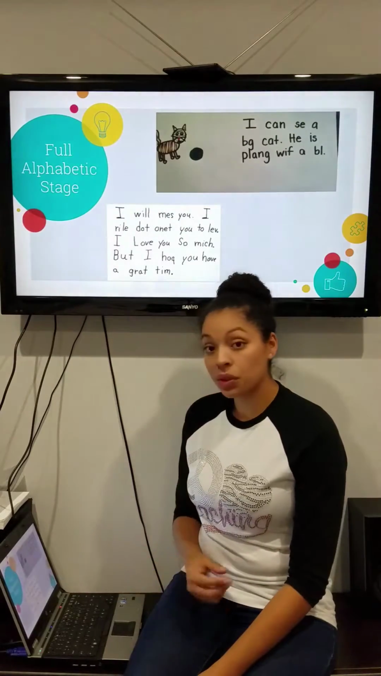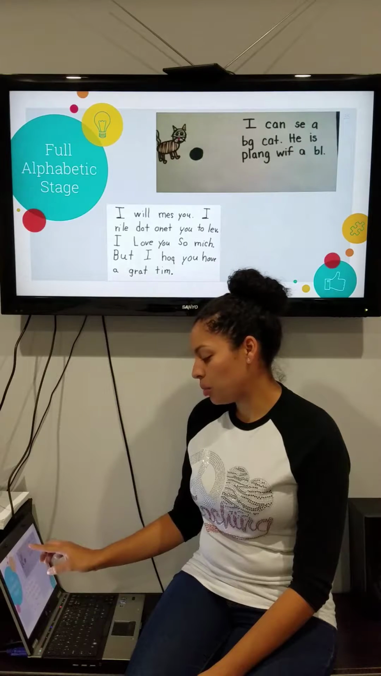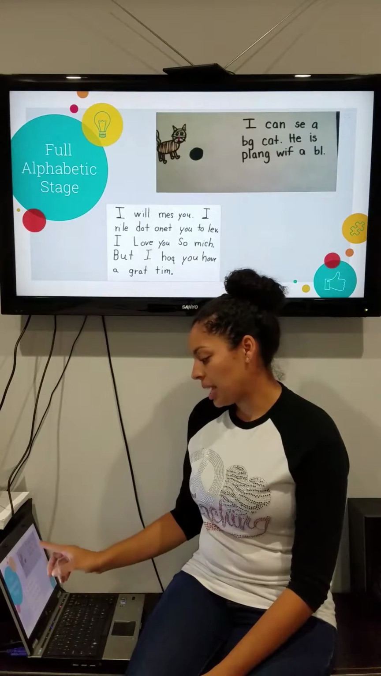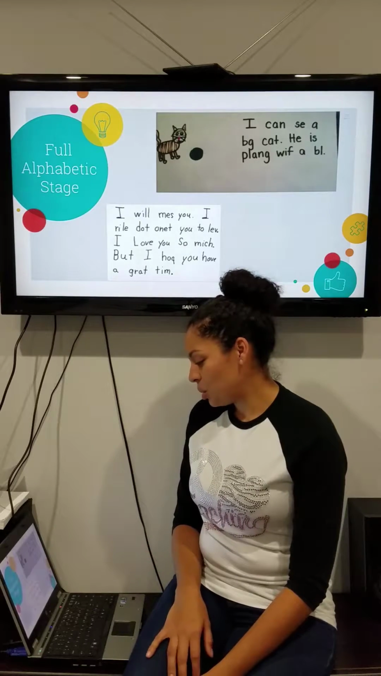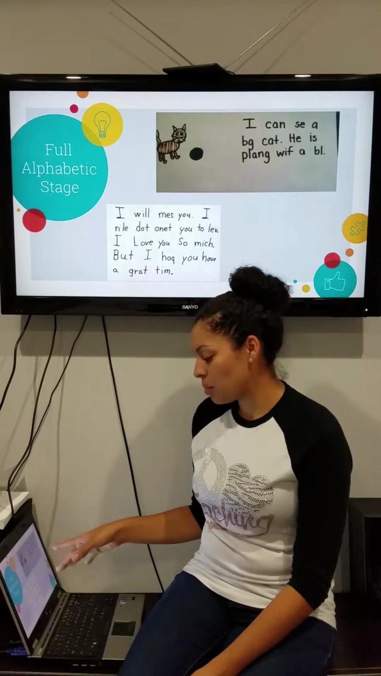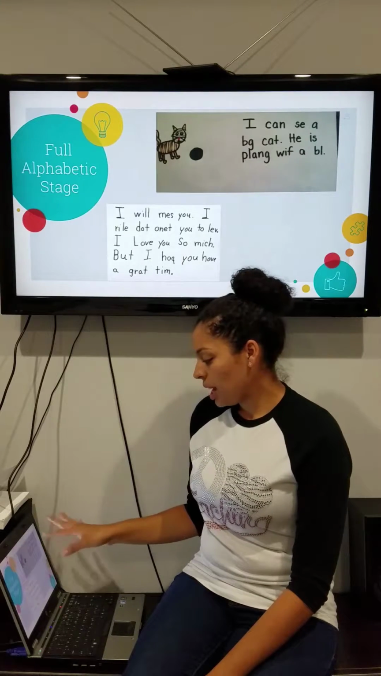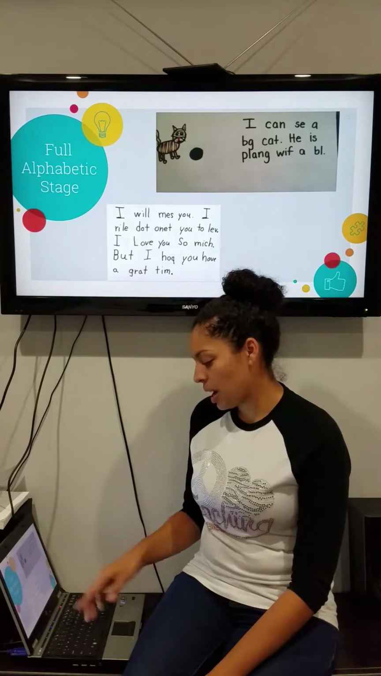So here's an example of the full alphabetic stage. And over here you can see a little picture of a cat, and the child wrote, "I can see a big cat. He is playing with a ball." So he did spell some words correctly, which I think are sight words. And then other words, he missed a letter here and there. And then the bottom one also, "I will miss you.